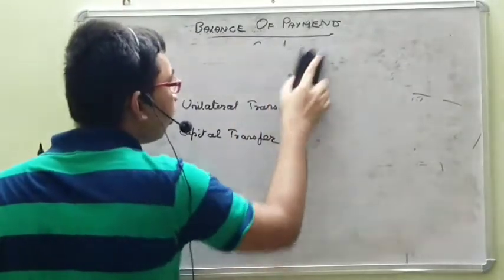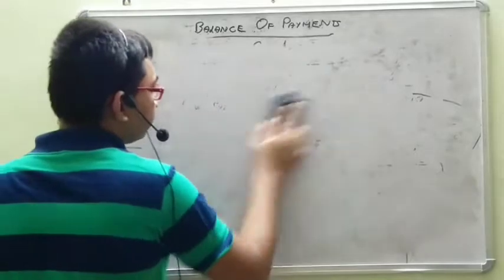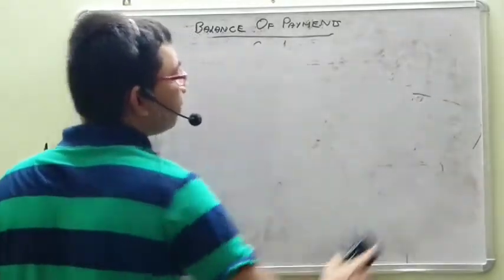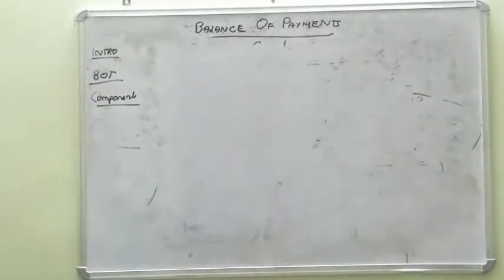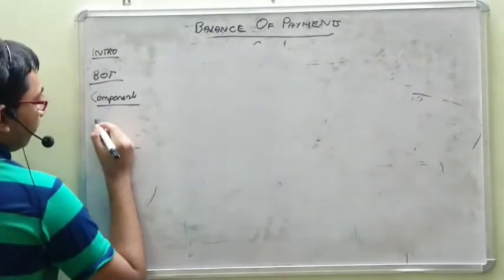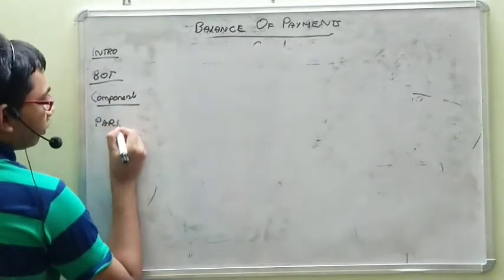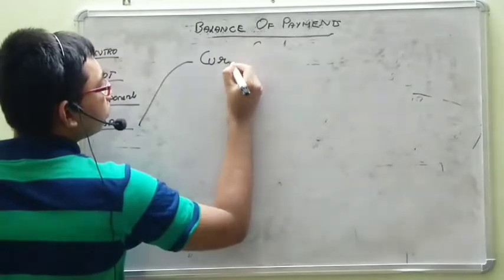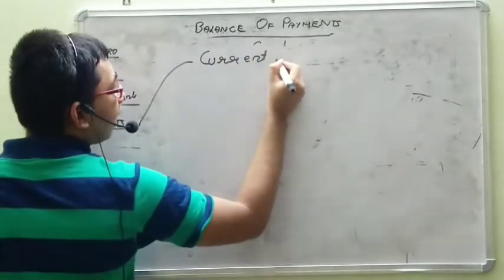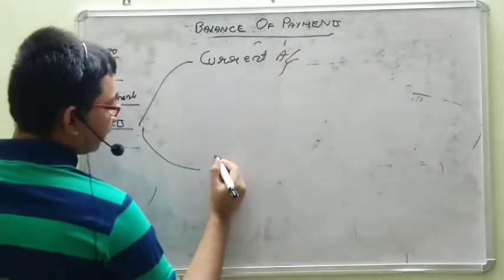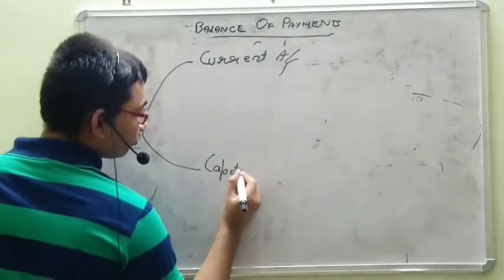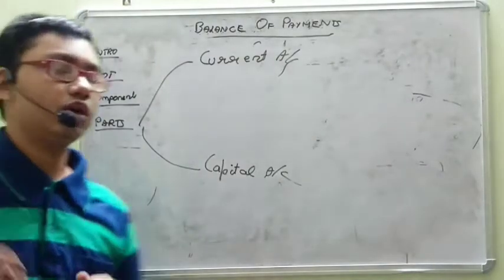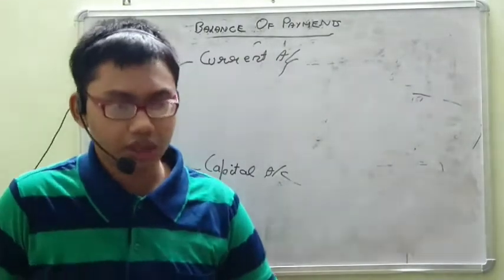Now, how do we organize the balance of payment? How do we organize the balance of payment? There are two parts of the balance of payment. That is current account and capital account. You know what is current account and you know what is capital account from basic accountancy, I know.